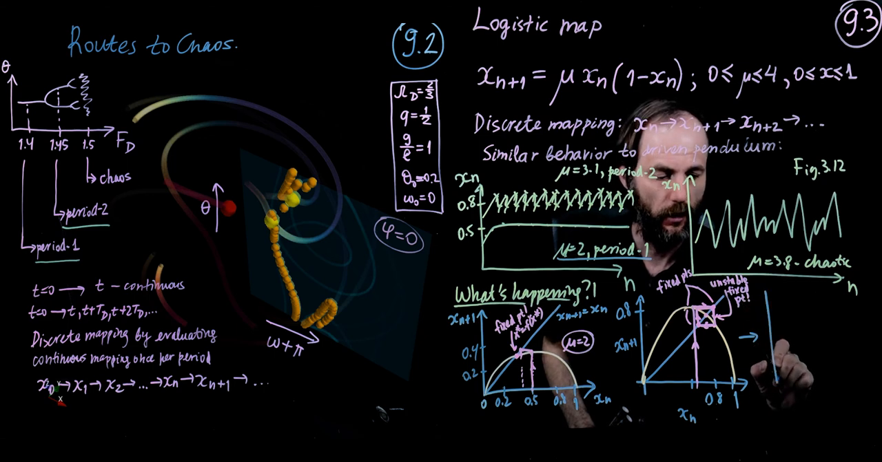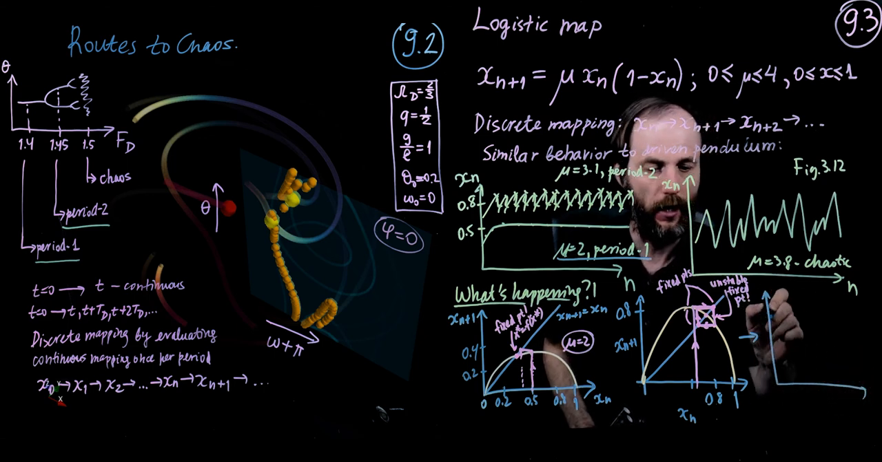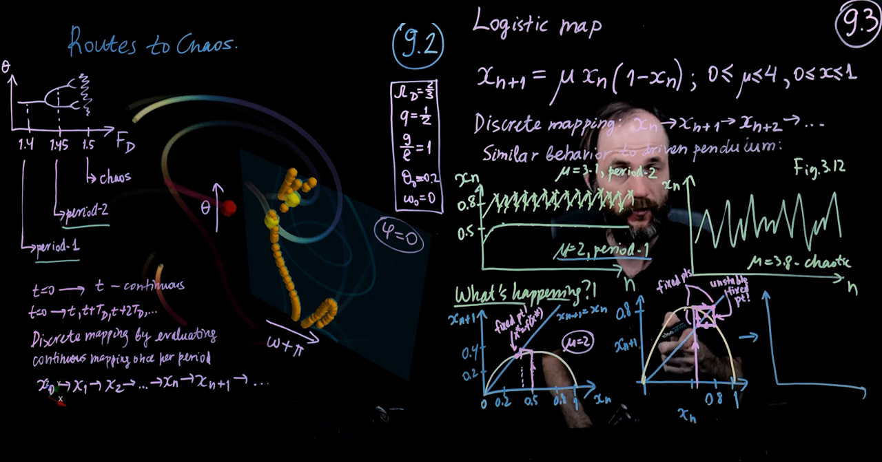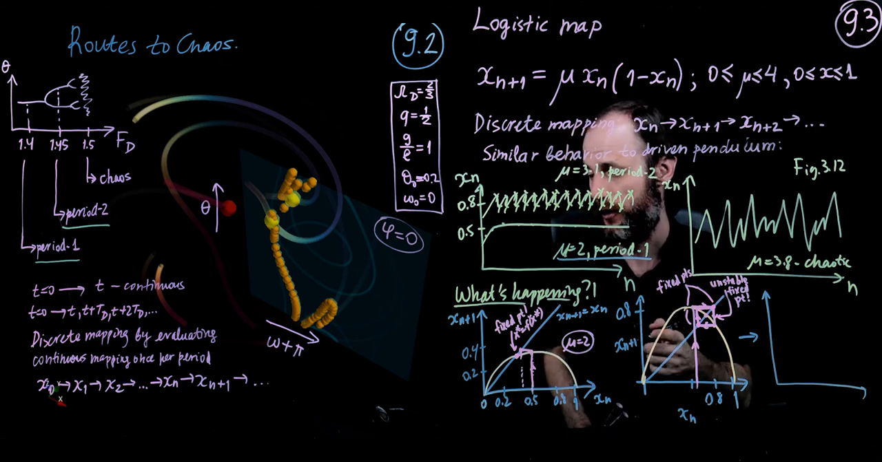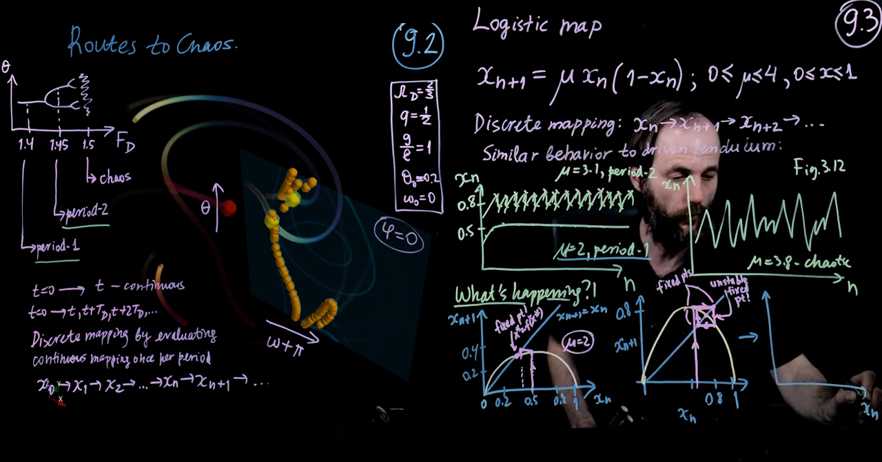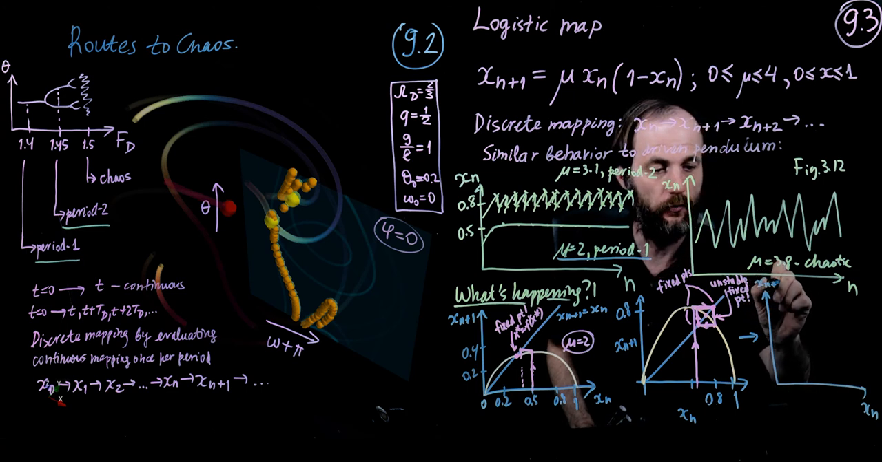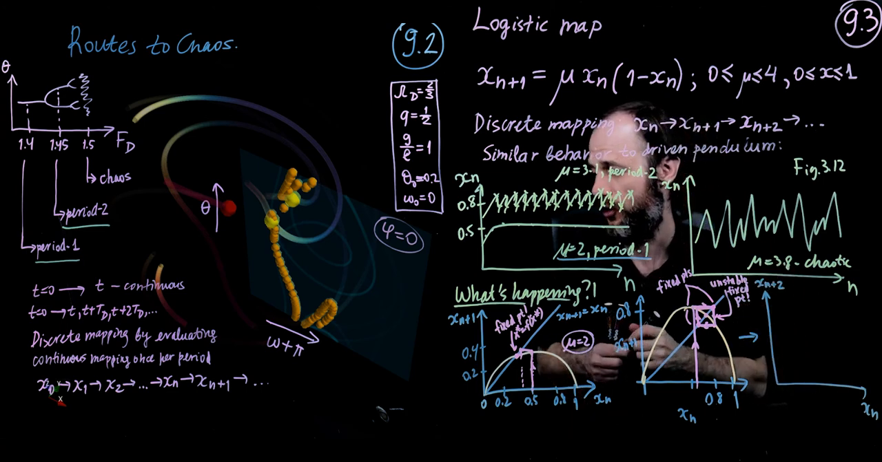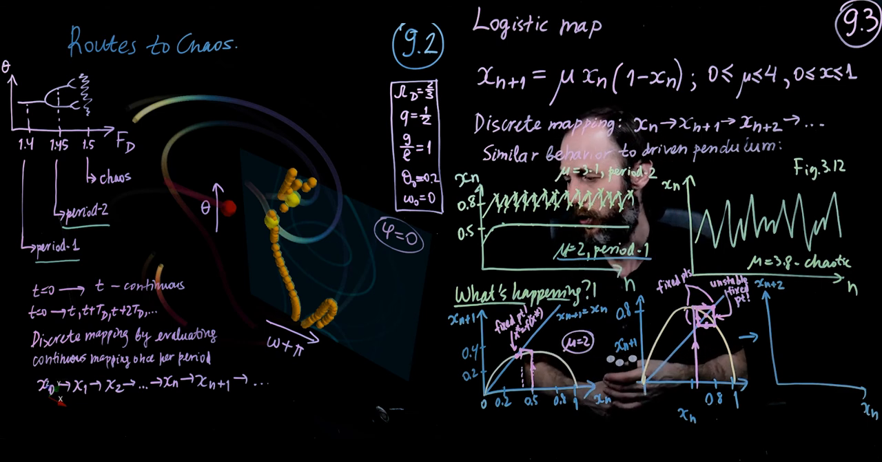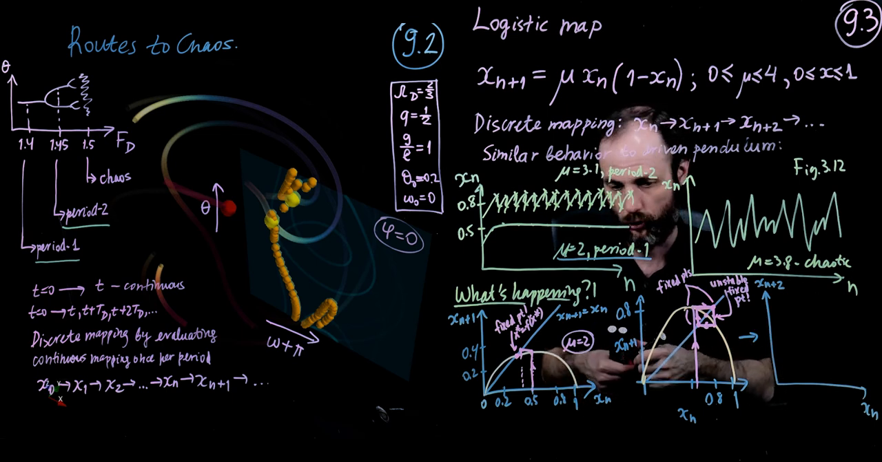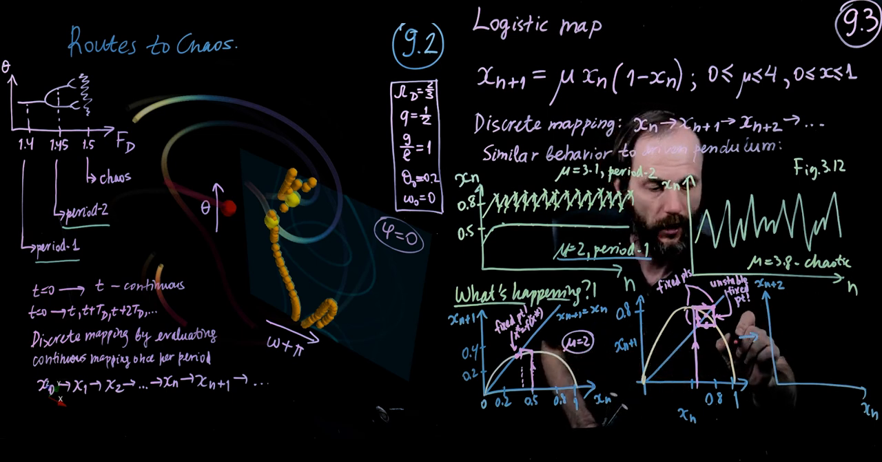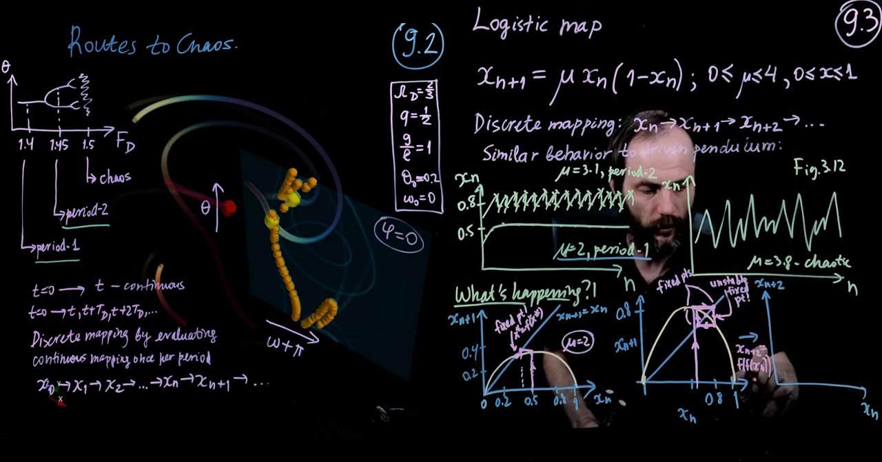So how can we understand this sort of period two behavior? And for that, what we can do is to go from this mapping from xn to xn plus 1, to go from xn to xn plus 2. That will be a second iterate. So we're going to switch to xn plus 2 is equal to f of f of xn. That's what we're going to do.